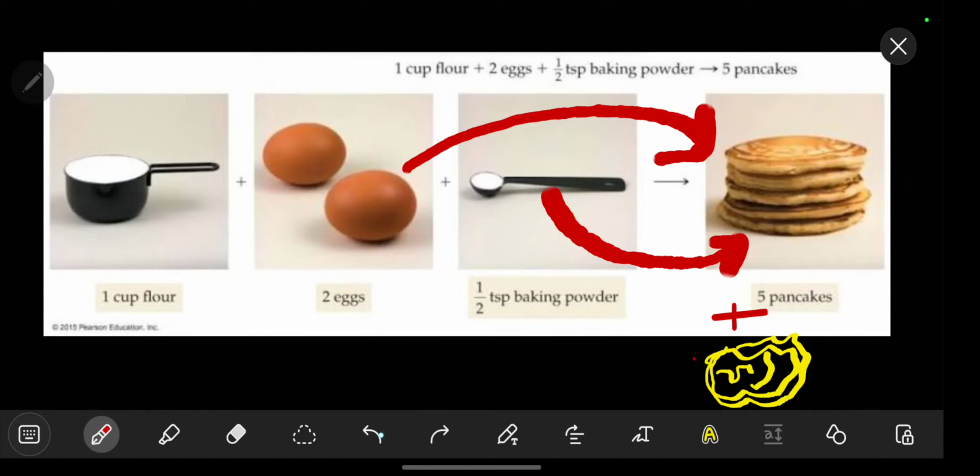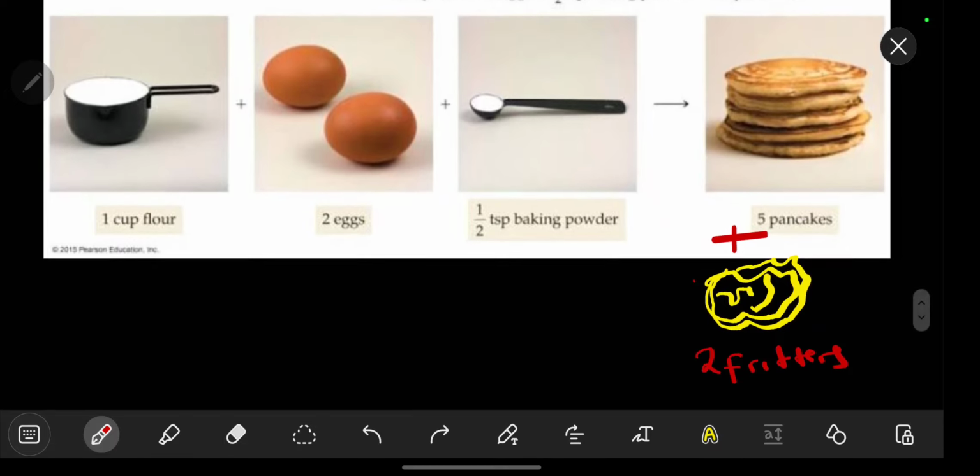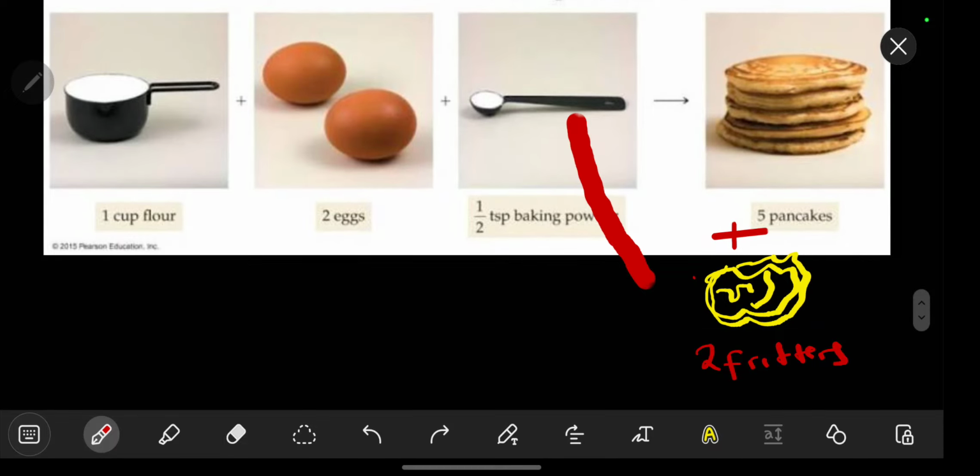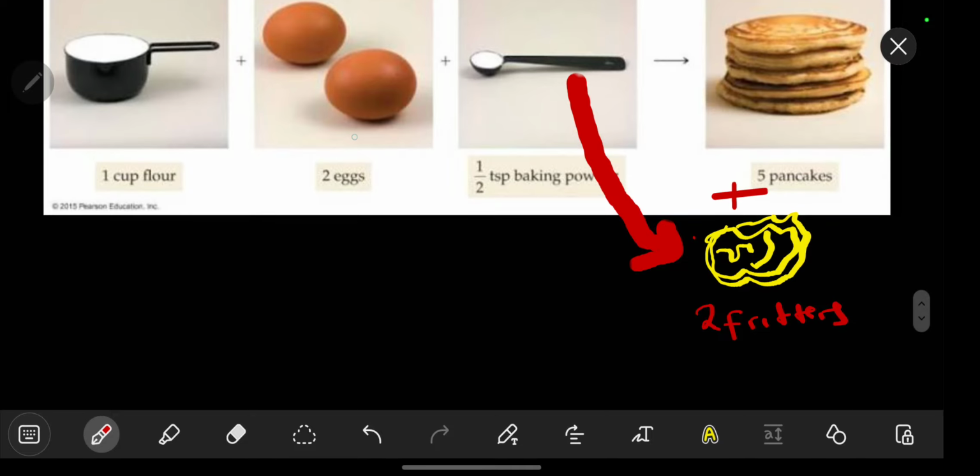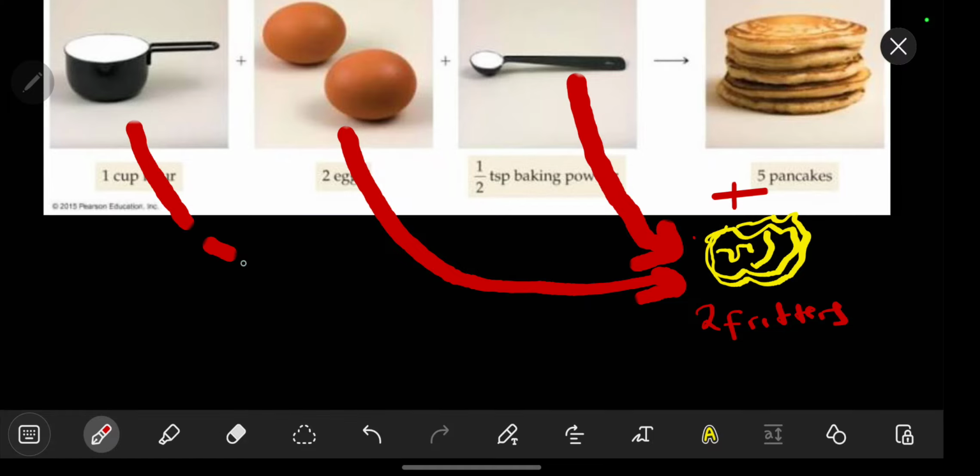Likewise, as long as you have half a tablespoon of baking powder, you are always going to produce 2 fritters. As long as you have 2 eggs, you are always going to produce 2 fritters. As long as you have 1 cup of flour, you are always going to produce 2 fritters. So the idea is, for whatever you have as a product, you are always going to be able to predict how much of the product can be produced if you have a certain amount. So now this is the idea.